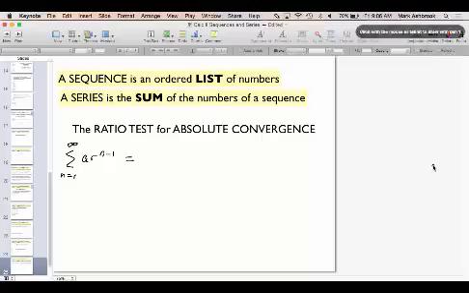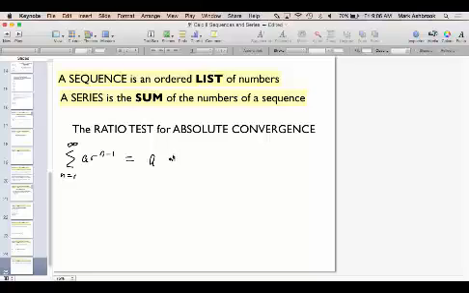Okay, your mental image should be, we're first going to plug in 1, and we're going to get the term A. Then we're going to plug in 2, AR. And what is a series? Add them all up. Then we're going to plug in 3, AR squared. And this just goes on and on and on. Never ends, right?